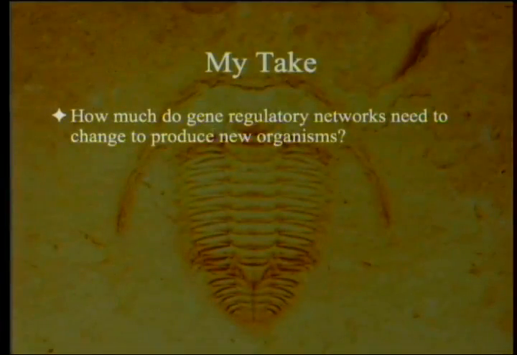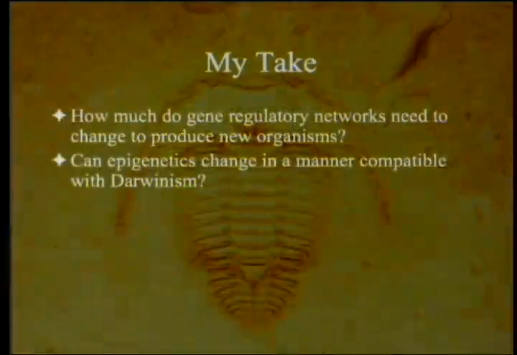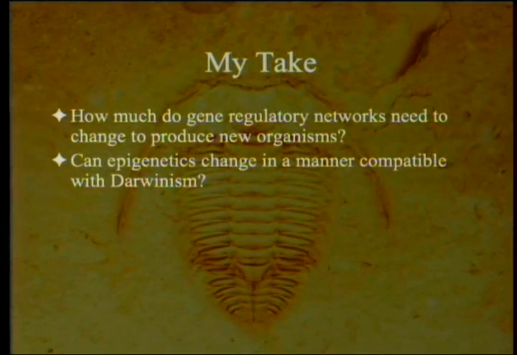How much do gene regulatory networks need to change to produce new organisms? And is that change within an evolutionary feasible model? Can epigenetics change in a manner compatible with Darwinism? I think this is one for which we don't have as many answers. And that's one reason why, even though it may turn out to be the most powerful argument of all, I'm not sure that I put it in the front, simply because we don't know as much about it as it would be nice if we did.